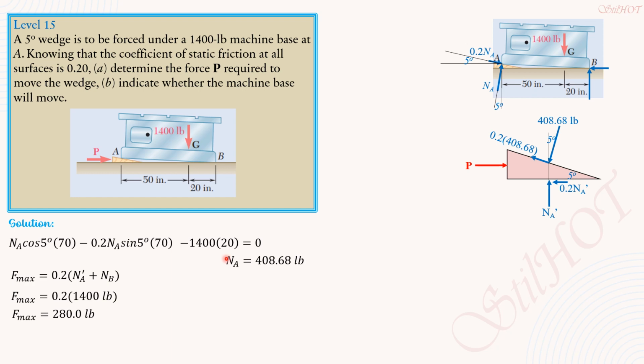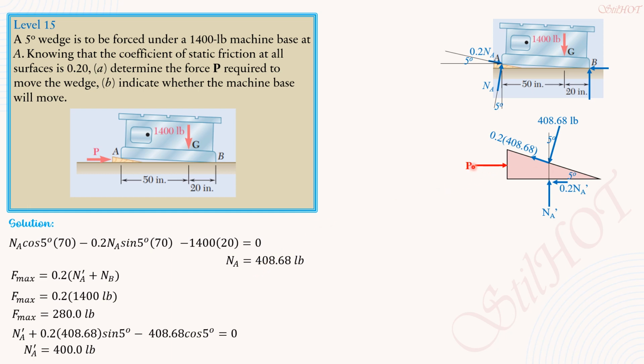So next we sum up forces vertical, then forces horizontal, to solve for P. First, vertical. So NA prime minus 0.2 of 408.68 sine of 5 degrees, the vertical component of this friction force, or plus, sorry, plus 0.2 of 408.68, it is upward, so times sine 5 degrees, then minus 408.68 cosine of 5 degrees equals 0. So NA prime is equal to 400 pounds.